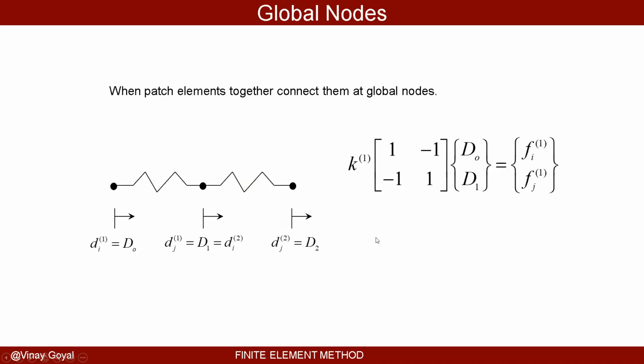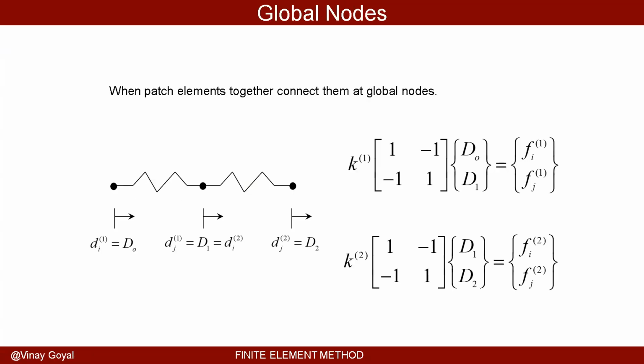And I want to find a way of putting everything together. Well, you can notice very quickly that DI1 for this node is D naught in the global coordinates, in the global system. And so I'm going to replace DI1 with D naught. This was DJ1, but that in the global system is D1. And I'll put that here.